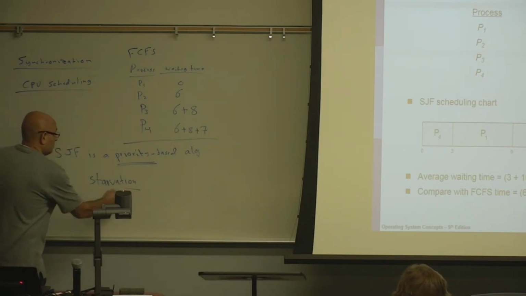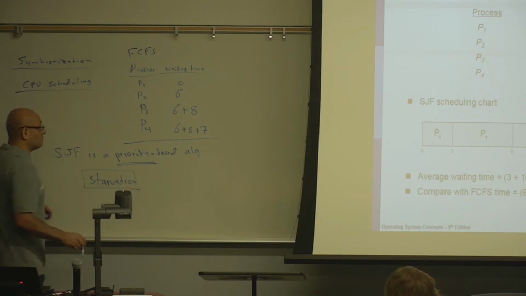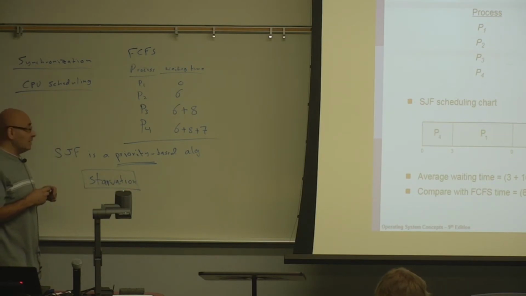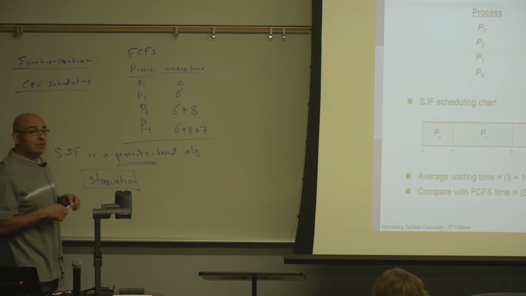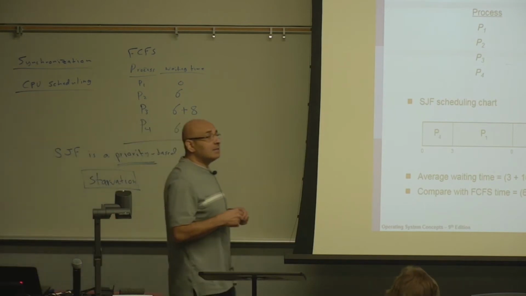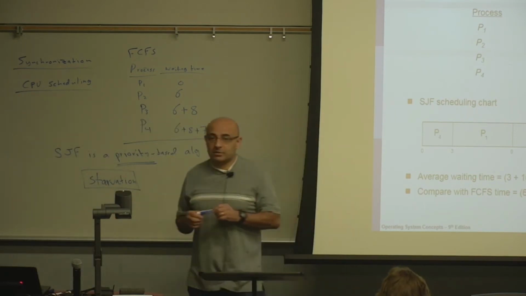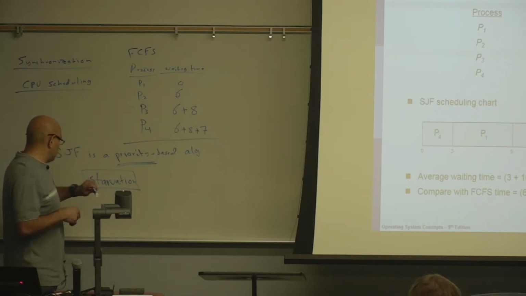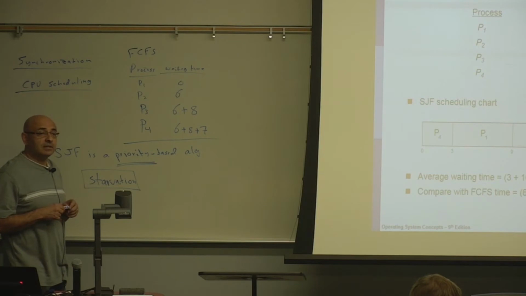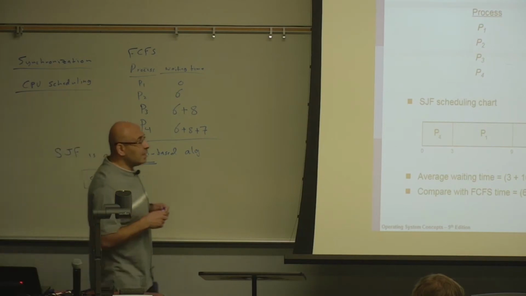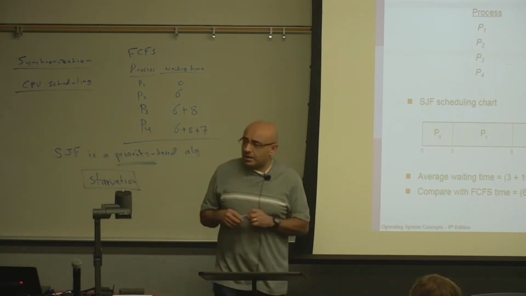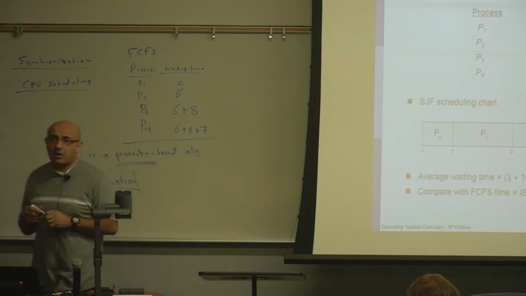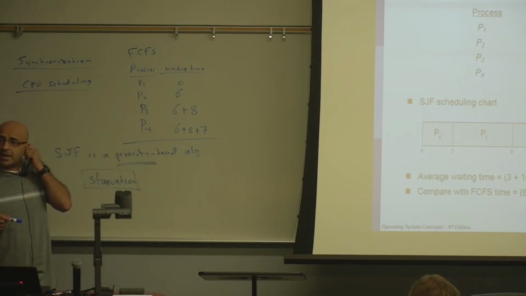Now, starvation is a problem that any priority-based algorithm faces, and operating systems have solutions to this starvation problem. What do you think would be a solution for the starvation in this case? Yes? You put a max waiting time on a process. Yes, so the solution is along this line. You can set a maximum.